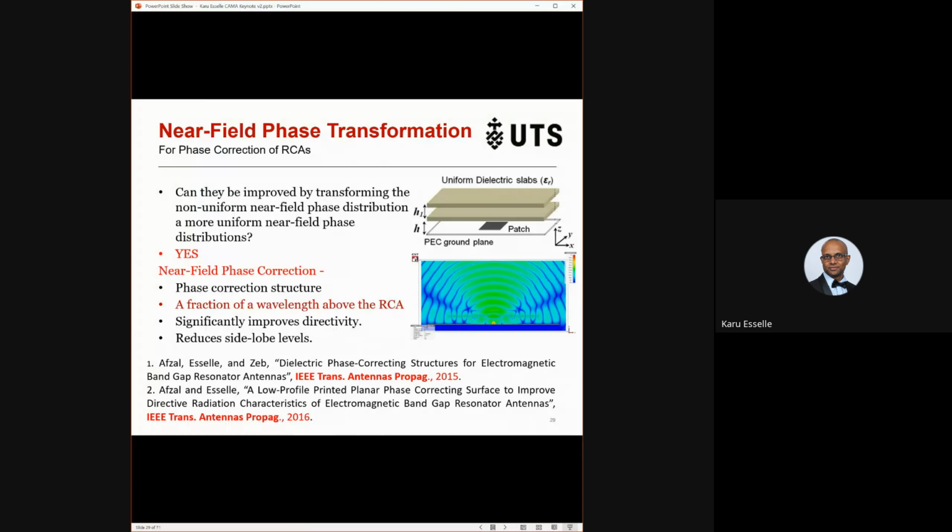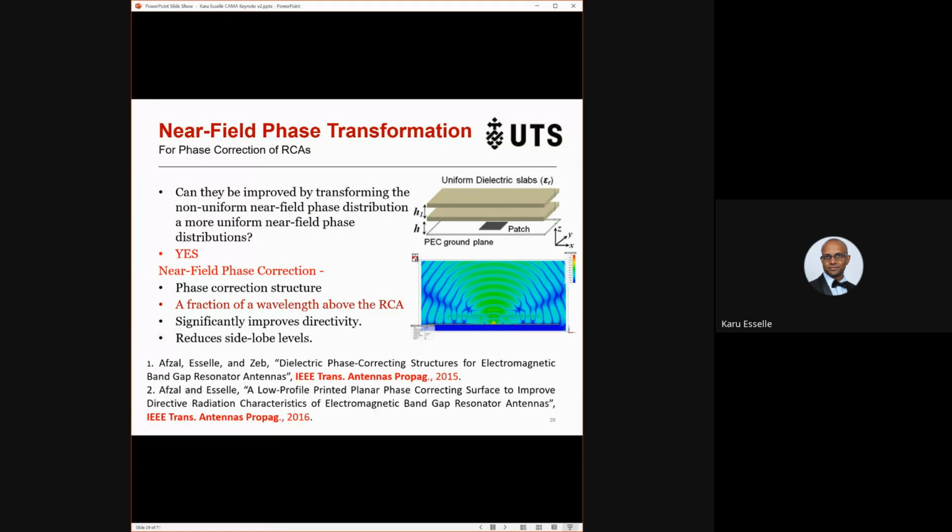The answer was, after our research, yes, it can be done by using a near field phase correction surface or near field phase correction device. If you place the phase correction structure a fraction of a wavelength above the resonant cavity antenna and design it properly, you can significantly improve the directivity and sometimes also reduce side lobe levels.